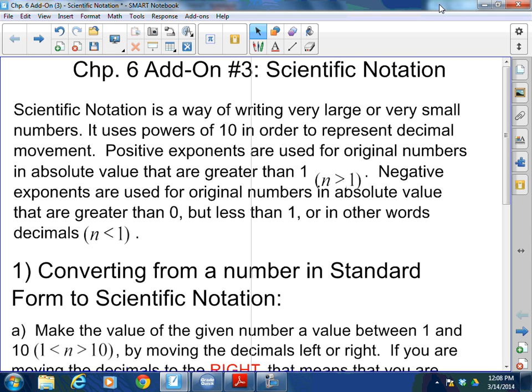Whenever we're working with extremely large or extremely small numbers, you're going to use powers of 10 in order to represent decimal movement. What am I talking about? When I have a number like, let's say, the distance from Earth to the sun, I believe it's 93 million miles. It may be 930 million, but let's just say that it's 93 million miles.